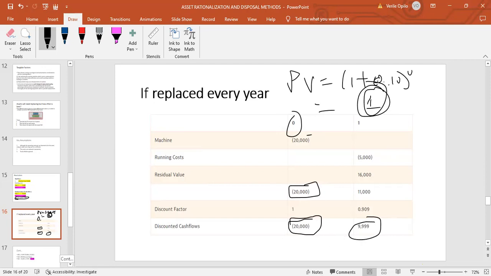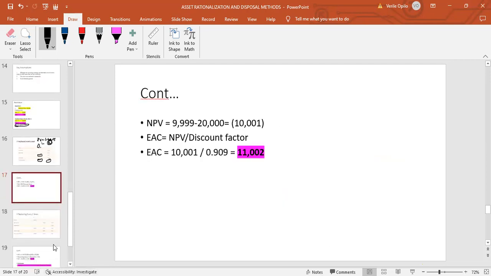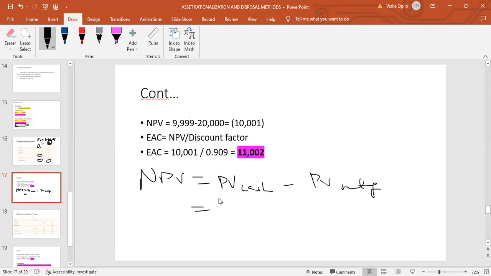So now that we've gotten the present value, we can go ahead and compute the net present value. We talked about the net present value again in the last class. We said that the net present value will be equal to the present value of the cash inflows minus the present value of the cash outflows. In this case, the present value of cash inflows is obtained as 9,999 minus the 20,000. In this case, we're going to get 10,001.